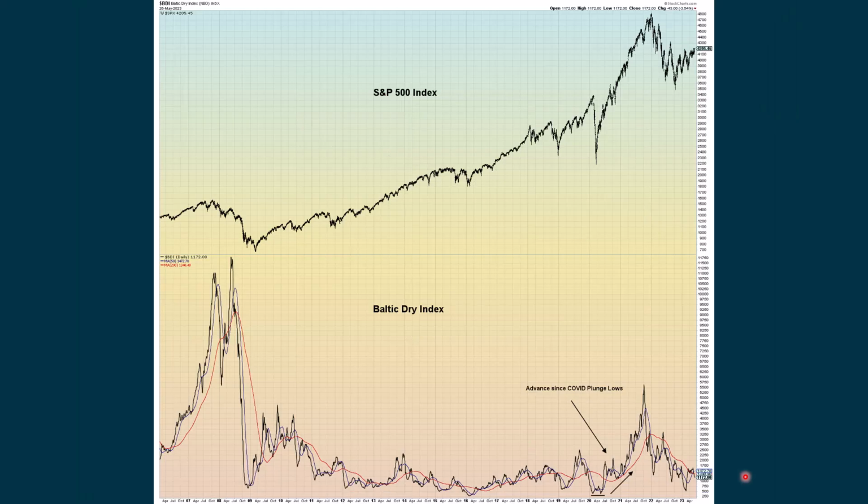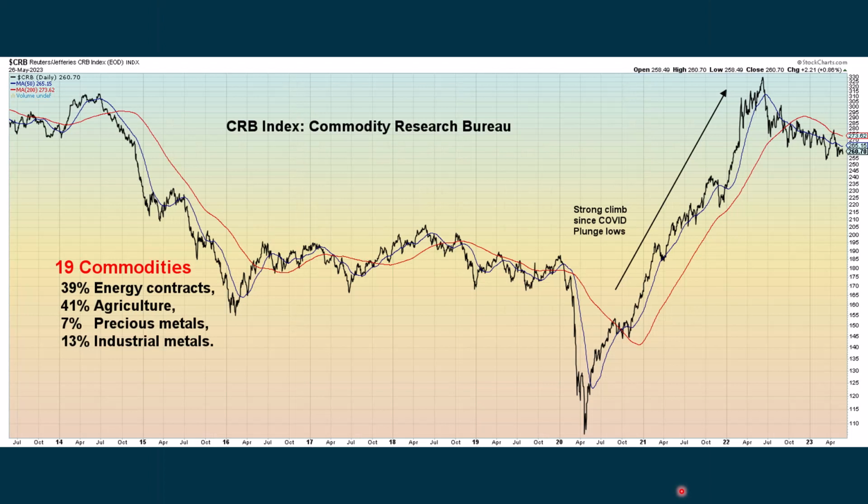We also look at the Baltic Dry Index. How much does it cost to ship goods from point A to point B? When this is going down, that means that it costs less. We also look at the CRB index, which is in an overall downtrend, and this is one of the inflation gauges that we like to look at.